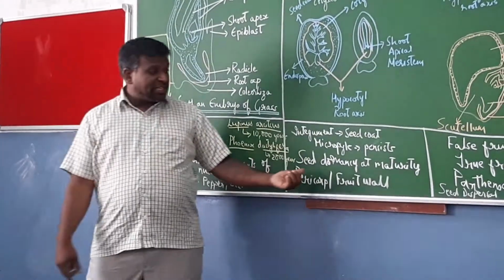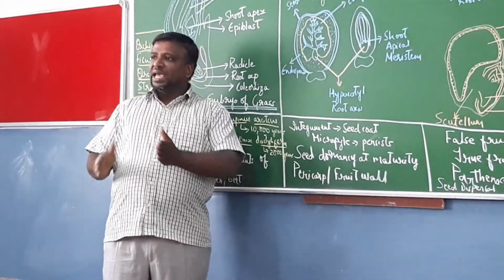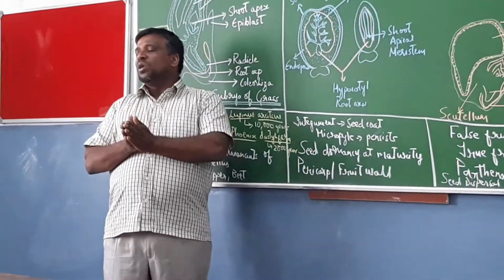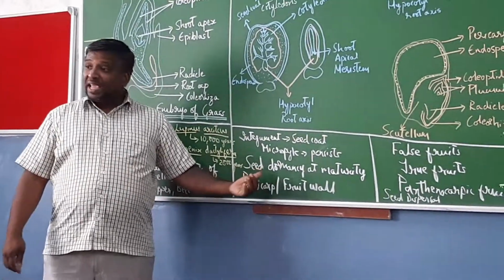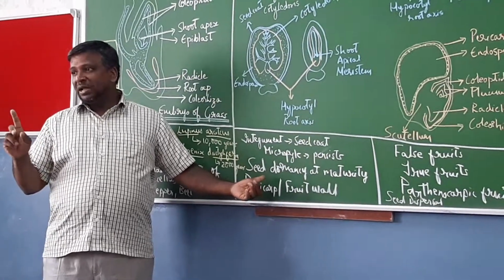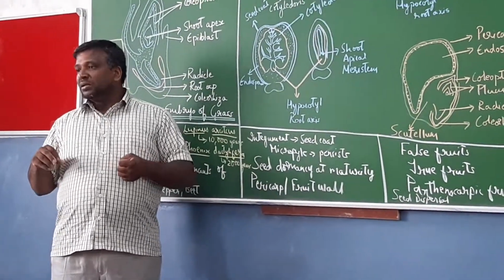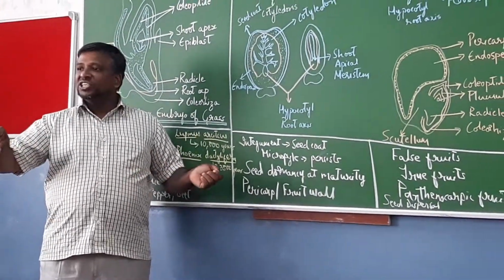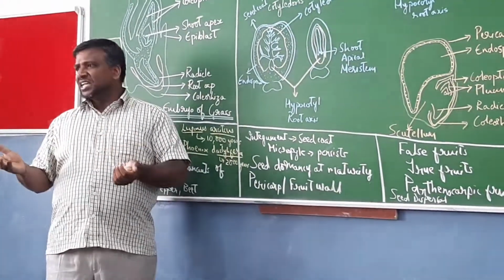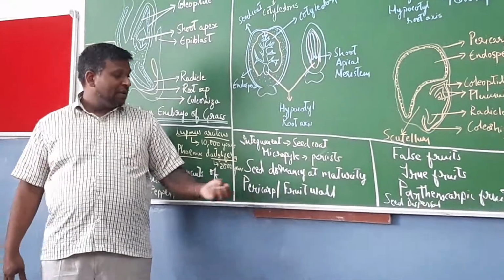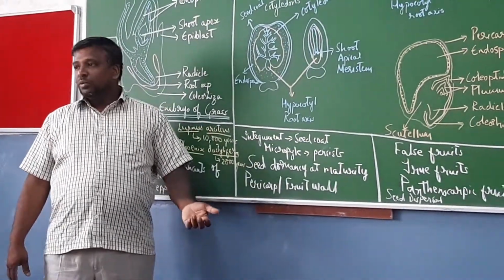Seeds at maturity have very little water, but they have nutrients in the form of cotyledons. So the embryo is completely developed, but dormant. When they reach favorable conditions, the dormant embryo becomes active. Dormancy is a resting stage in the embryo. Okay, they become active and develop to form a new plant.